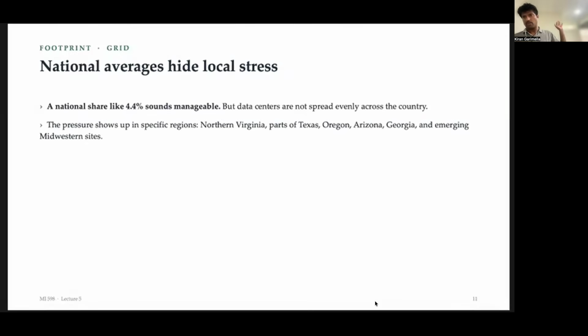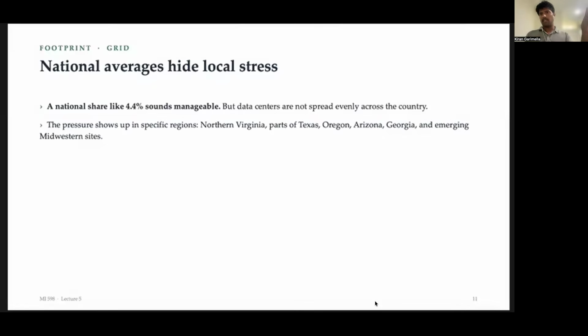In general, even before, there were a lot of data centers in Loudoun County and Northern Virginia because of their location, close to the population centers in the Northeast. There were a lot of data centers there, and more are being built there now. Other sites include parts of Texas, Oregon, Arizona, Georgia, and emerging Midwestern sites like the one in Missouri.